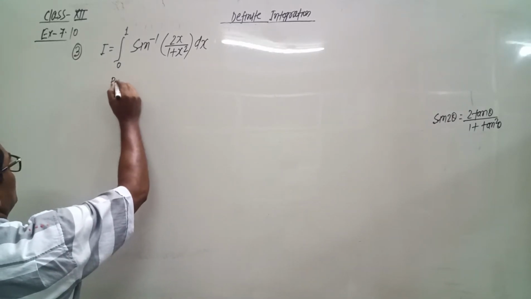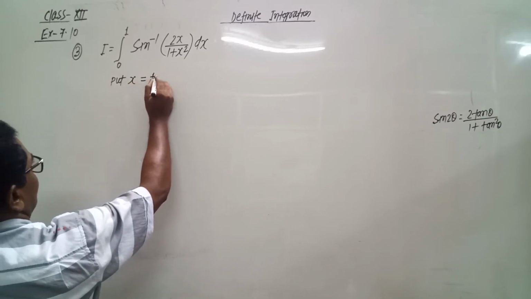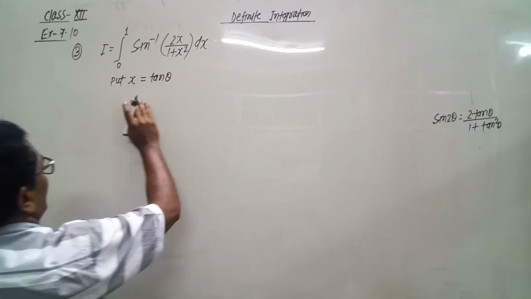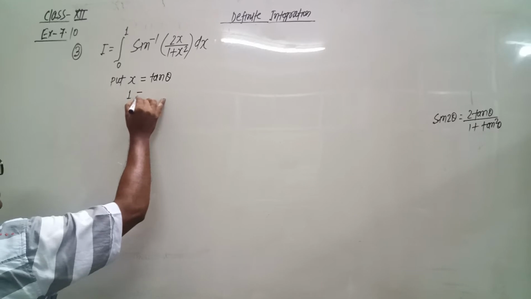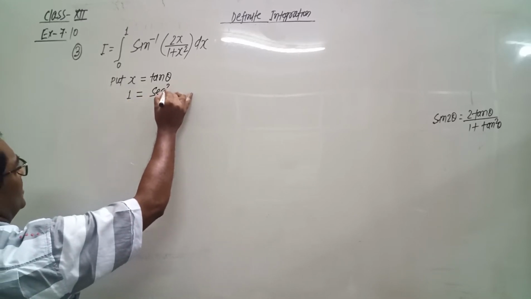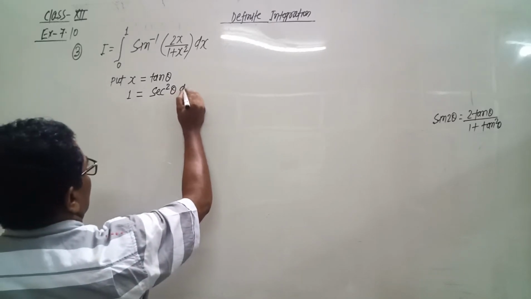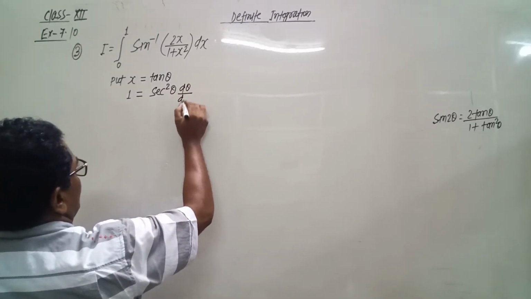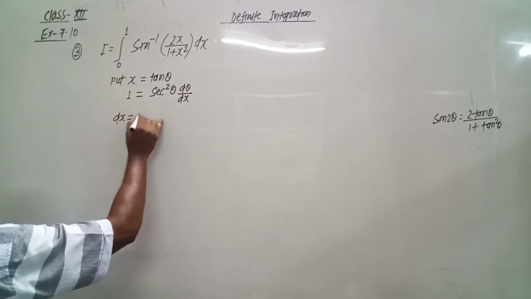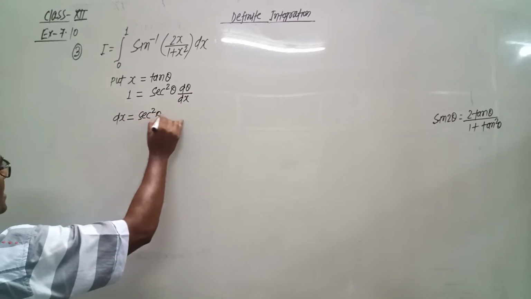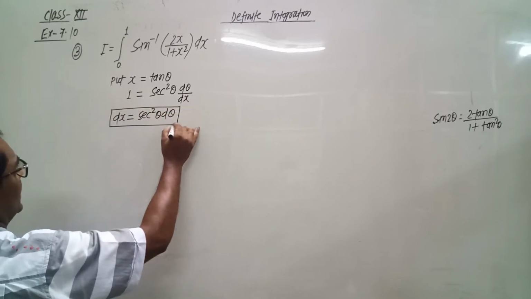So we put x equals to tan theta and differentiate with respect to x. So differentiation of x is 1. Differentiation of tan theta is sec square theta, and differentiation of theta is d theta by dx. So we get dx equals to sec square theta d theta. So the value of dx we eliminated.